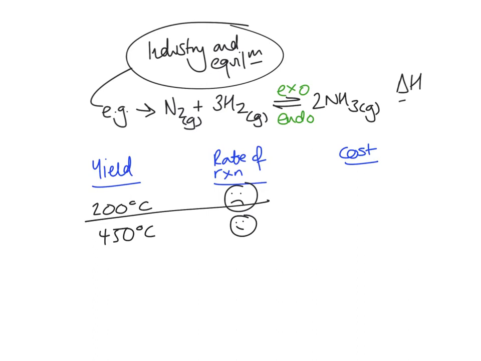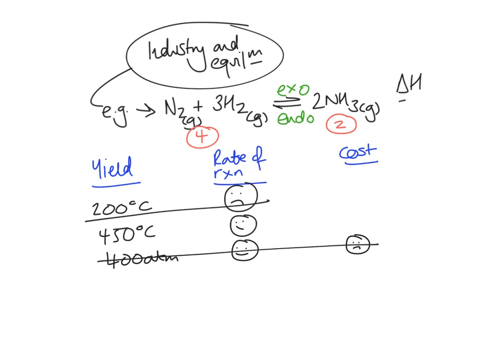The next factor is pressure. So in terms of pressure here, we basically have 4 moles of gas on this side versus 2 moles of gas on this side. So to get more of the ammonia, we would want really high pressure. So a pressure of about 400 atmospheres would be both good for the yield based on this argument presented, and also good for the rate of reaction. But the problem is it's very expensive to industrially have that really high pressure. The equipment costs a lot, so we can't use that.